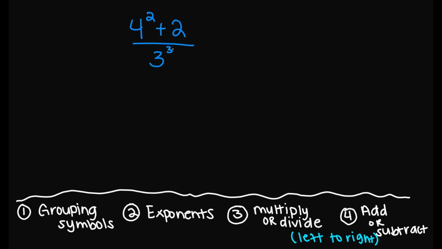4 squared plus 2 divided by 3 cubed. So we're going to work in our numerator first. And notice in my numerator, I have an exponent. So 4 squared, this is going to equal 16. And then plus 2 in my numerator. Now we're going to work in my denominator.